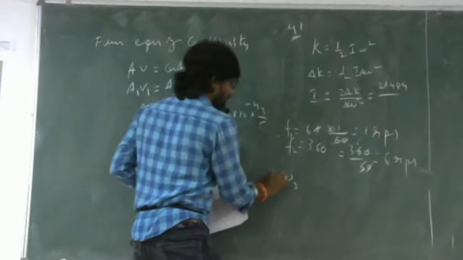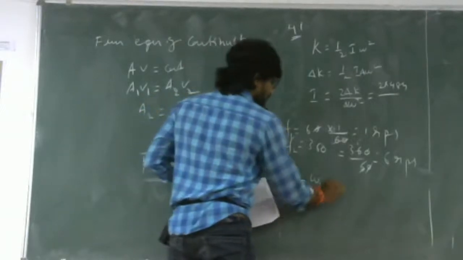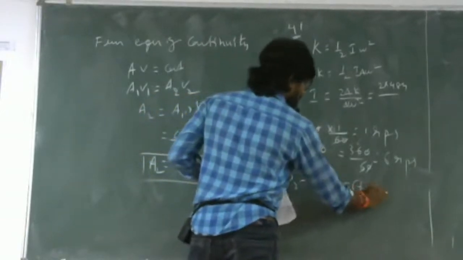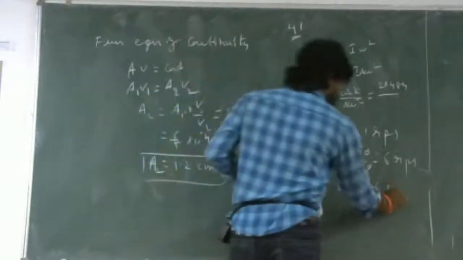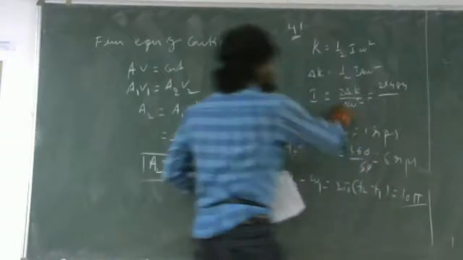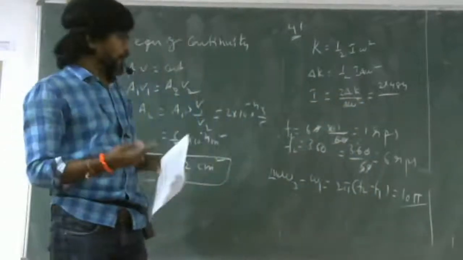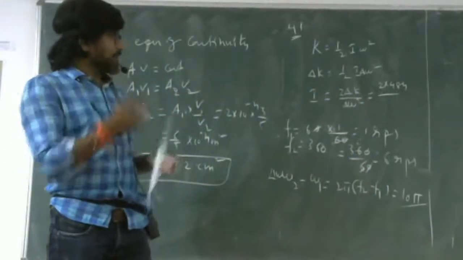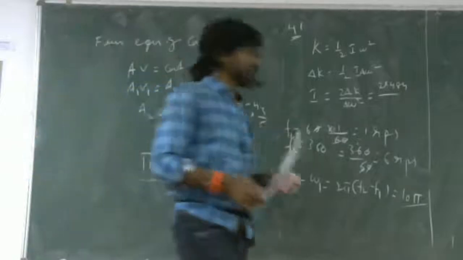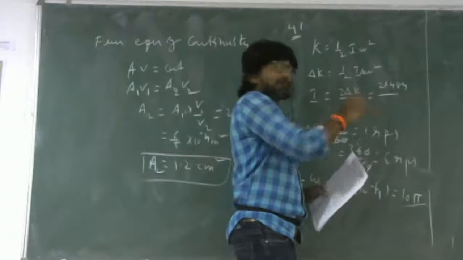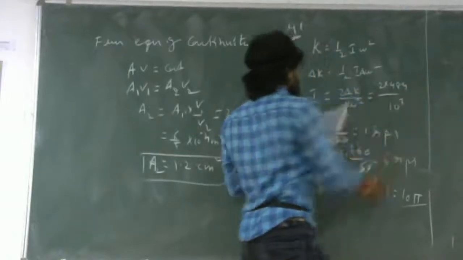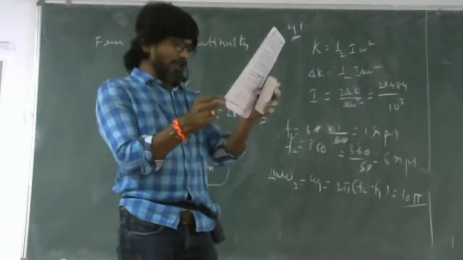By using omega, delta omega is omega 2 minus omega 1 is equal to 2 pi into f2 minus f1. That is 6 minus 1, 5. So 2 pi into 5 is 10 pi. 10 pi is delta omega. Whole square is 100 pi square. Again, pi square also we take approximately as 10. And you can take it as 10 square is 10 power 2 into 10 is 10 power 3. I'm simplifying this approximately. What do you get?